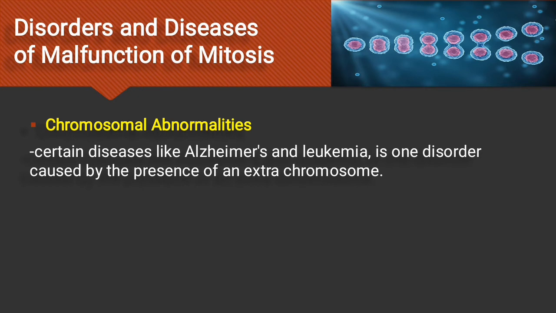Chromosomal abnormalities. We have certain structural abnormalities. A chromosome structure can be altered in several ways. We have deletions, where a chromosome is missing or deleted; duplications, resulting in extra genetic material; and translocation, where a chromosome is transferred to another chromosome.